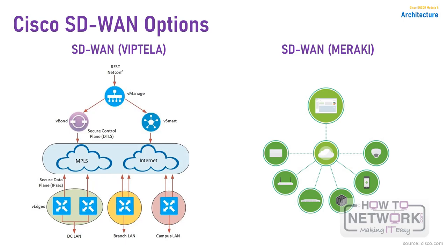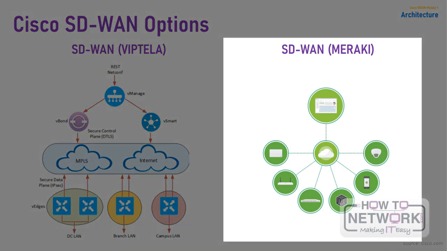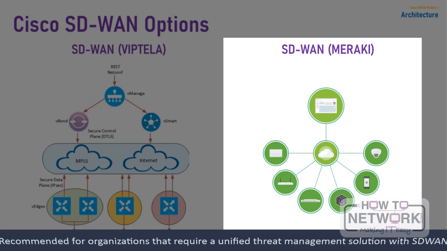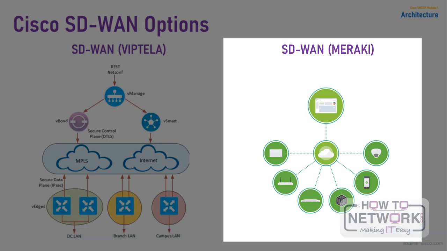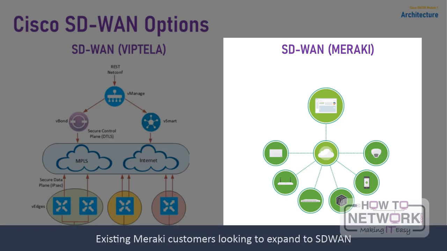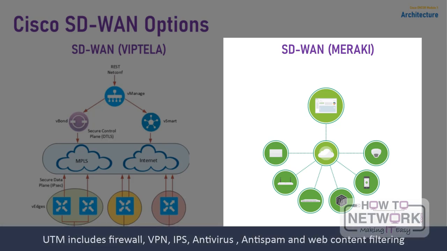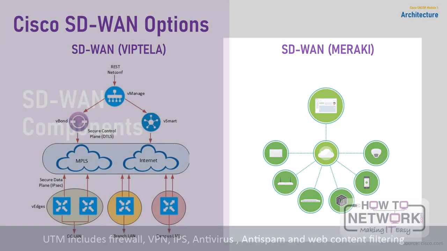The second solution by Cisco is Meraki SD-WAN. This is the recommended solution for organizations that require UTM or Unified Threat Management solutions with SD-WAN functionality, or for those that are existing Cisco Meraki customers looking to expand to SD-WAN. UTM is an all-in-one security solution delivered in a single appliance and typically includes security features such as firewall, VPN, intrusion prevention, antivirus, anti-spam, and web content filtering.